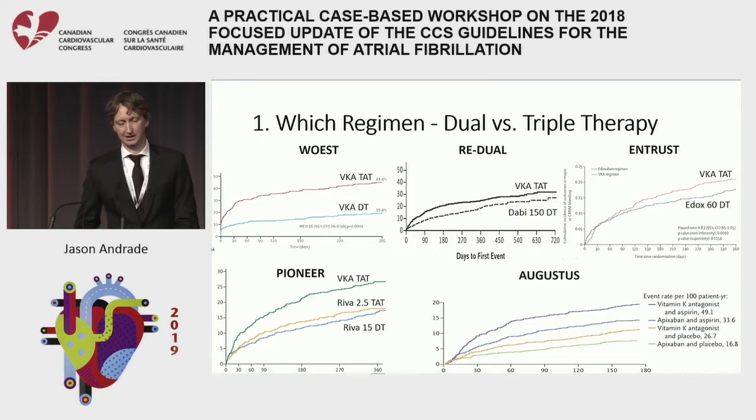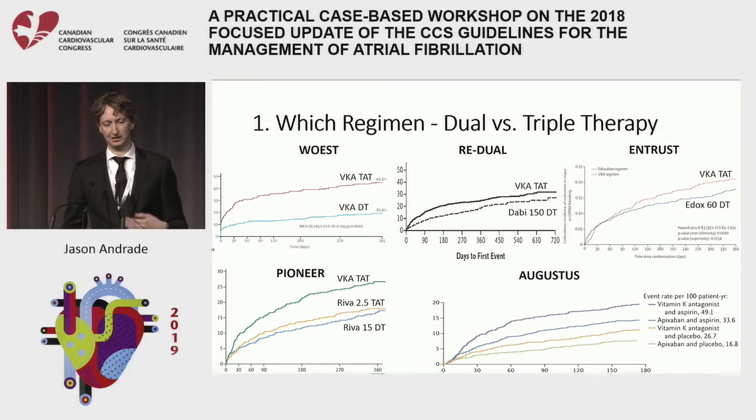The reason why, and so this accounts for a little bit of the update, or at least the updated evidence since we published it, is that we know that dropping the aspirin, so going from triple therapy down to dual therapy, is associated with significantly less bleeding. So the WOEST study is sort of the landmark study that started us down this path. So it was warfarin, or a vitamin K antagonist, randomizing out the aspirin and showing that at a year there was significantly less bleeding. At the time our guideline was written, the PIONEER study of rivaroxaban was published, and the RE-DUAL study of dabigatran was published. So then that made it into the guideline and informed our decision. Since the guideline was updated, ENTRUST of edoxaban has come out, and then AUGUSTUS of apixaban has come out.